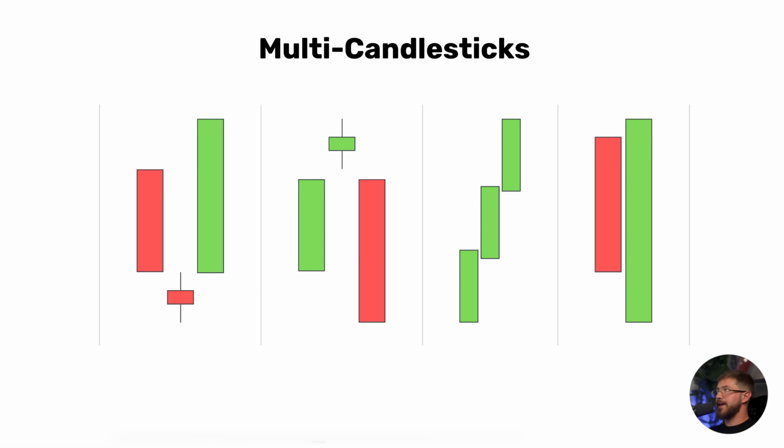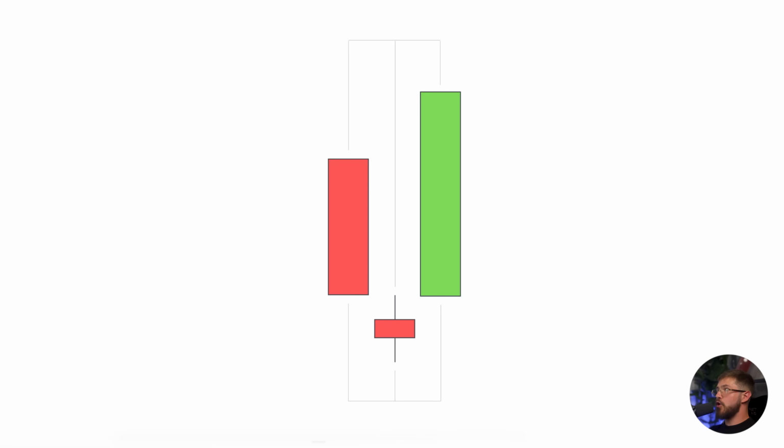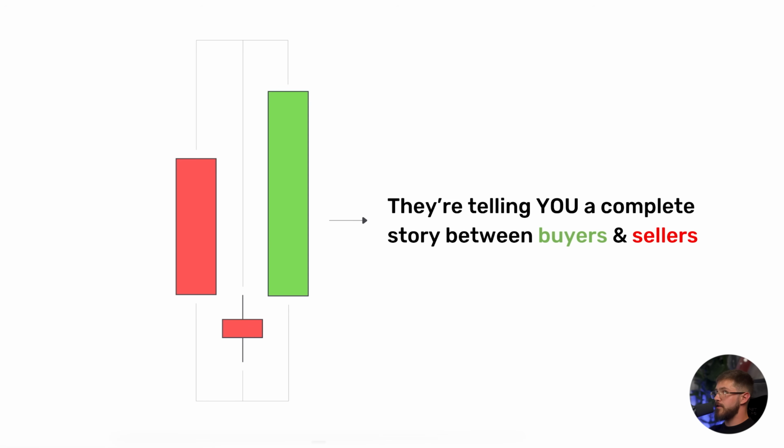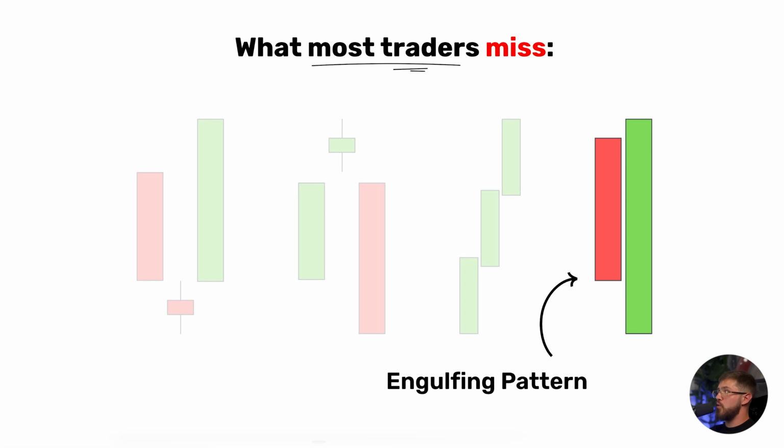And this is why multi-candlestick patterns are incredibly powerful, and why understanding this principle changes everything. When you see multiple single patterns working together, they're not just showing you what happened, they're telling you a complete story about the battle between buyers and sellers, with a beginning, middle, and an end, just like any other story. But here is what most traders miss. The same combination of candles can tell completely different stories depending on where it happens in the market. Let me show you exactly what I mean with engulfing patterns.